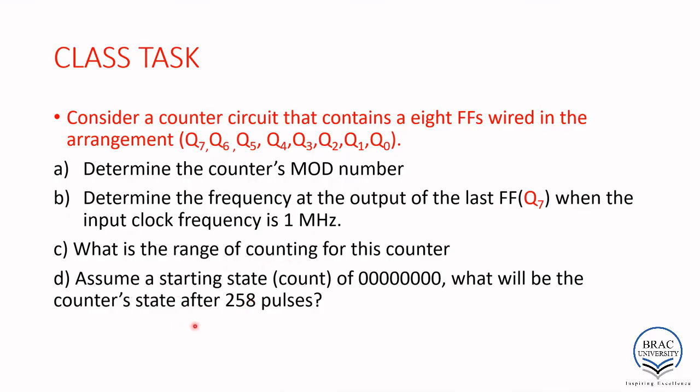Okay, it says the starting state is 80, and you need to find the counter state after 258 pulses. So 2 to the power 8 means if you start from 80, after 2 to the power 8 pulses it will return to this 80. But you need to determine 258, so you need to know how far you need to go from here.